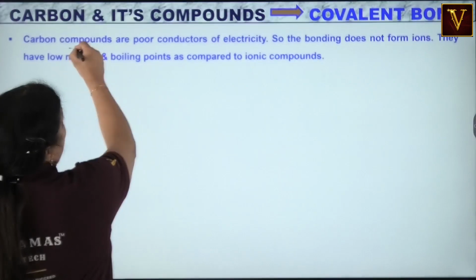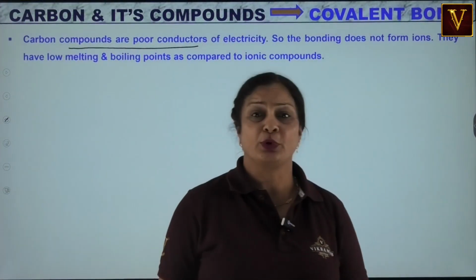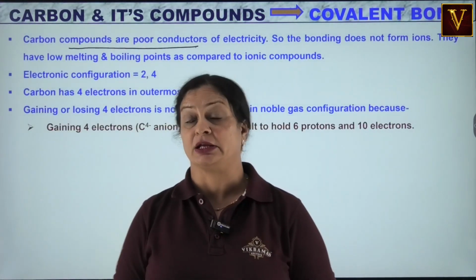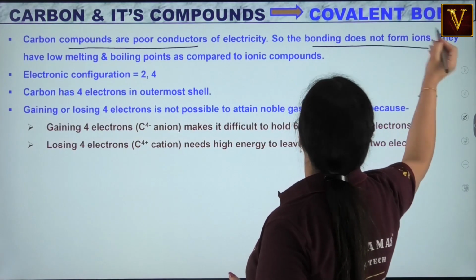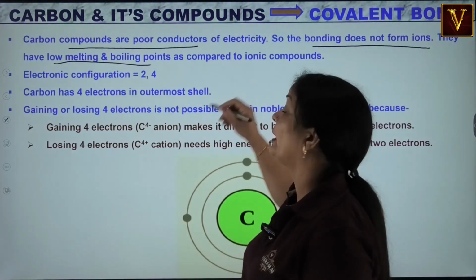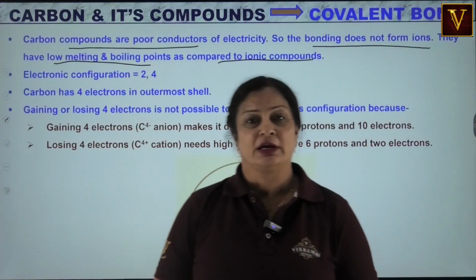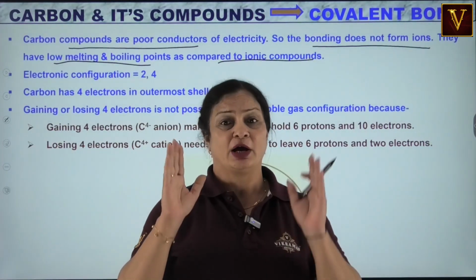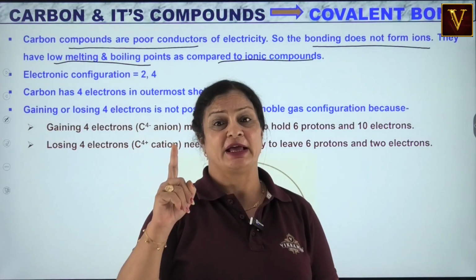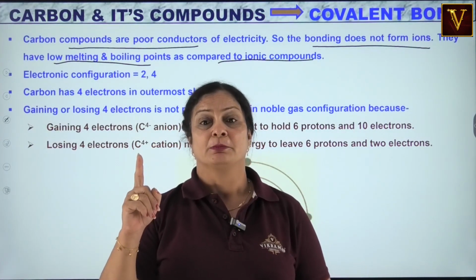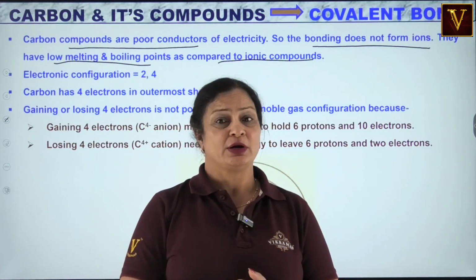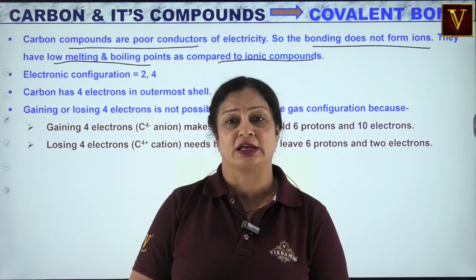Now students, we know very well carbon compounds are poor conductors of electricity. Why is carbon a poor conductor of electricity? Why does carbon not form ions? Why do carbon compounds have low melting and boiling points as compared to ionic compounds? We know very well an ionic compound has a strong bond. Why does an ionic compound have a strong bond? Due to the presence of cation and anion. But carbon has 4 valence electrons. Carbon doesn't have the capacity to gain or lose electrons.